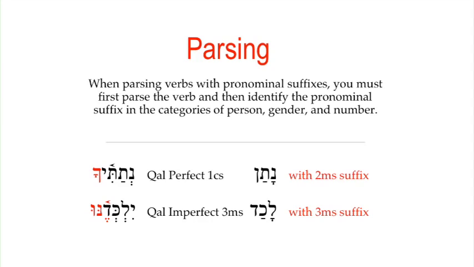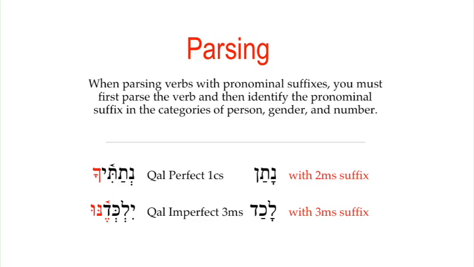So you'll see two examples at the bottom of the page. Nethatticha, which is the qal perfect 1CS from nathan, nun, tav, nun, and you'll see that it appears with a 2MS pronominal suffix. That's how you identify these particular verbs when you parse them. You give the regular parsing, you begin with stem, then conjugation, person, gender, and number of the verb, you give the verbal root, and then you finish with the person, gender, and number of the pronominal suffix.